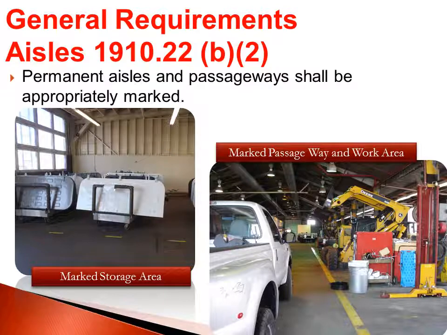General requirements for aisleways is permanent aisles and passageways shall be appropriately marked. So you can see in the picture of the storage area, the storage of material is in one zone. There's a yellow marking, which means that people and equipment will pass by in the other zone. Even better picture is our repair facility, in which the repair process is going on in one zone and the vehicles are in another zone.